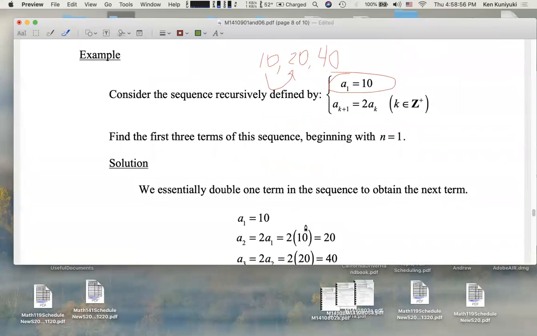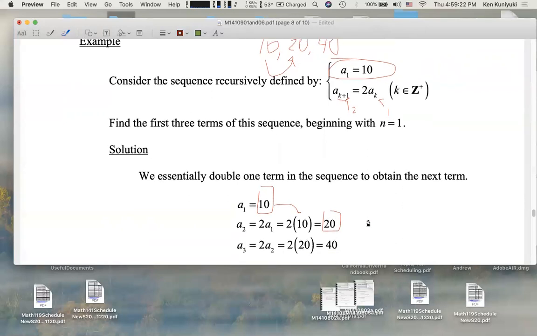Now, if you want to do it more brute force, a sub 1 is 10. For a sub 2, if k equals 1, remember k could be any positive integer. If k is 1, then k plus 1 is 2. All right. A sub 2 is twice a sub 1. 2 times 10 is 20. So you could do it this way, more brute force. For a sub 3, it's twice a sub 2. It's twice the 20 here. So you get 40.